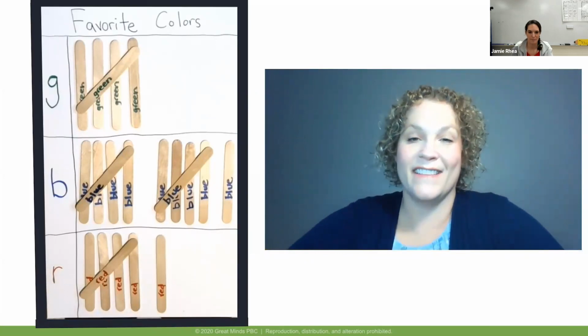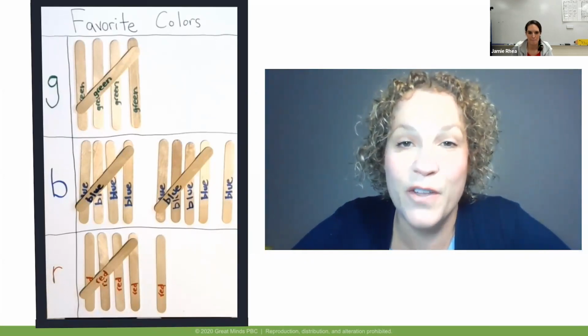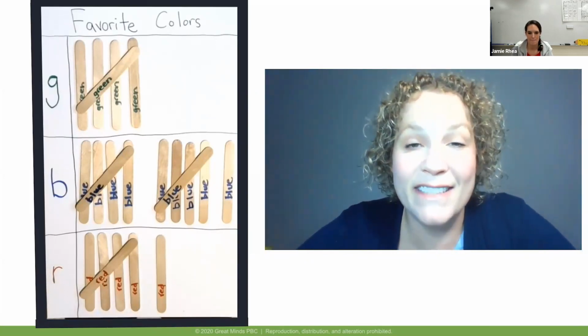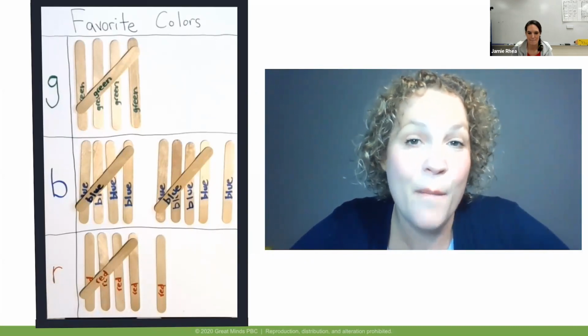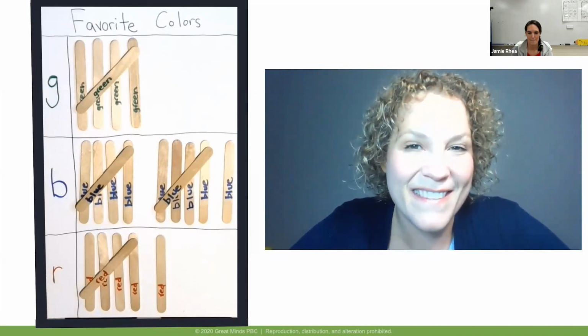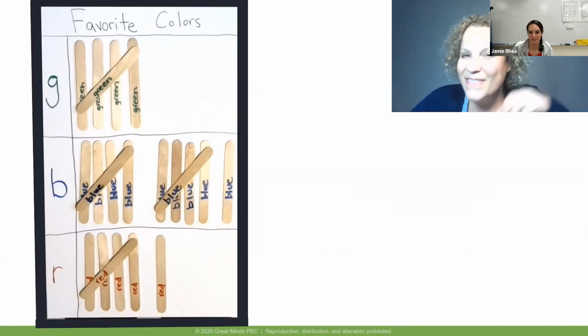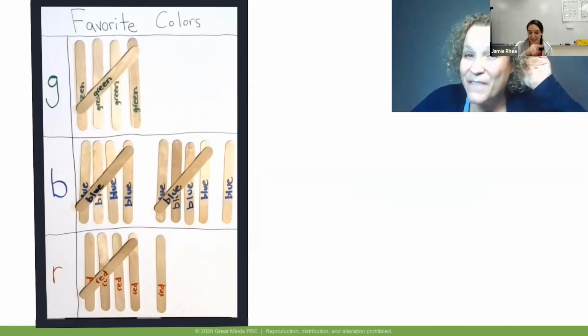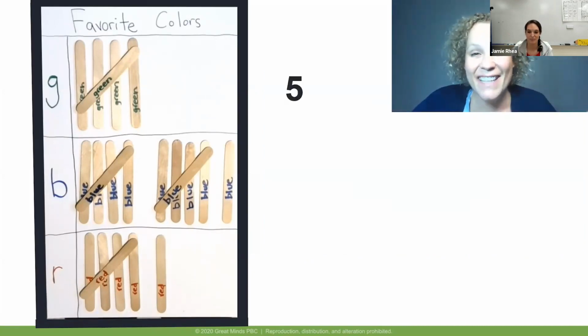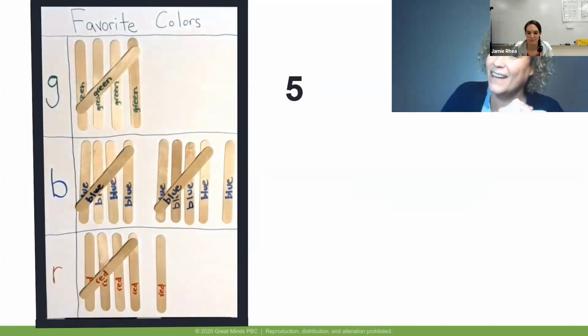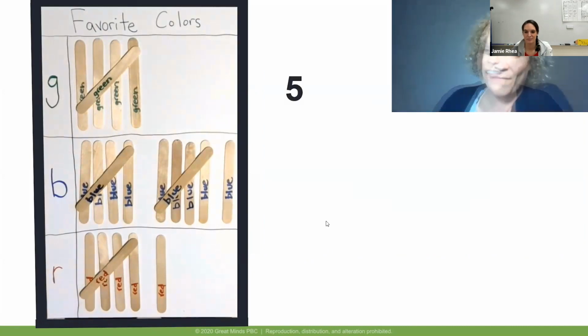Great job organizing the data by sorting the information that we collected. Now we can see and count our information more easily. How many students chose green out of these 3 colors? 5. Because we know that when it's tallied like that, that's 5. We can see that easily because of the tally marks. Each time there's a diagonal line, that's a group of 5.